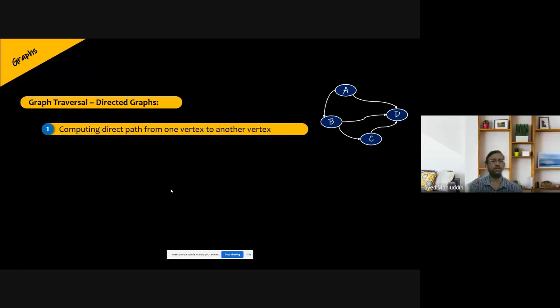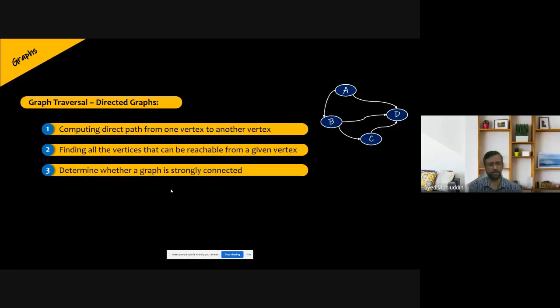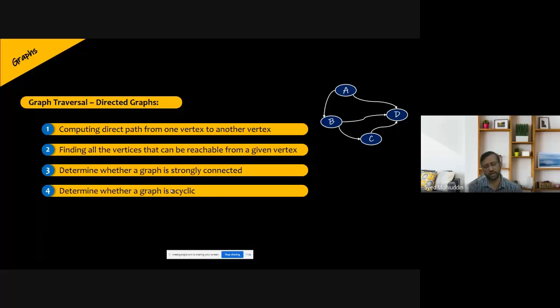For directed graphs also, you can compute the directed path from one vertex to another, and find all the vertices reachable from a vertex. It's the same for directed as well as undirected graphs, with only a few differences. You can also determine whether the graph is strongly connected, and whether the graph is acyclic, that is, whether it has a cycle or not. These things are the same for directed and undirected graphs. The only difference is that a directed graph will have orientation on edges, and an undirected graph will not.